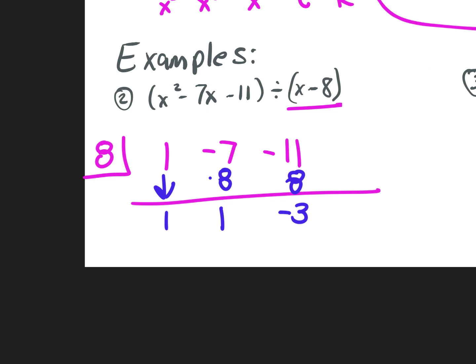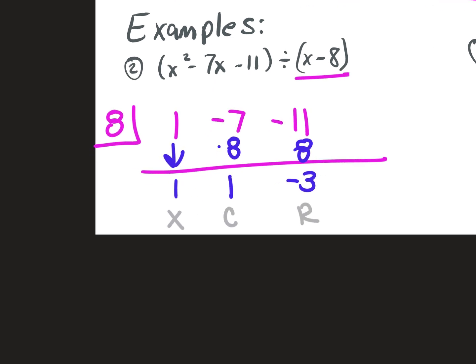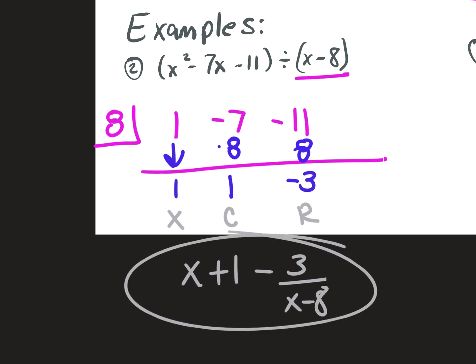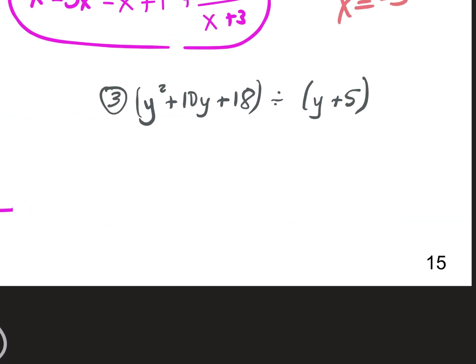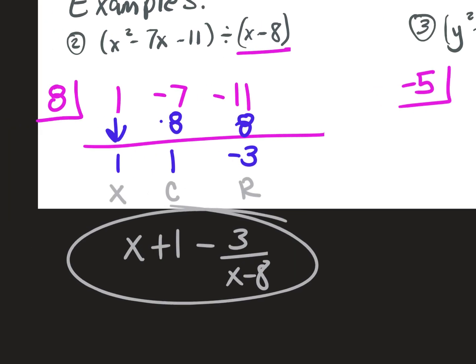So since I started with x squared in my problem, what does my answer start with? x, this is my constant, this is my remainder. So how would you write your answer? Perfect. Once you get the hang of that, it's much easier than the long division. The long division can get really messy. So same thing here. What's going up in the corner? -5. Where'd you get that? Perfect. So you set what you're dividing by equal to 0.